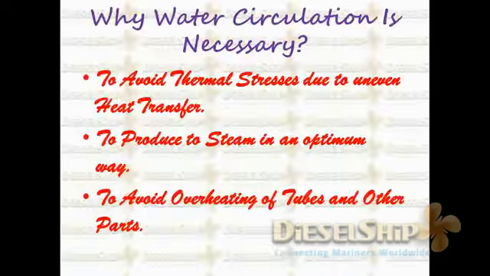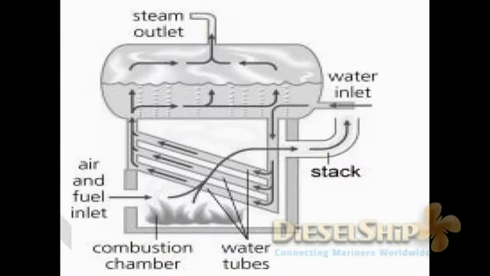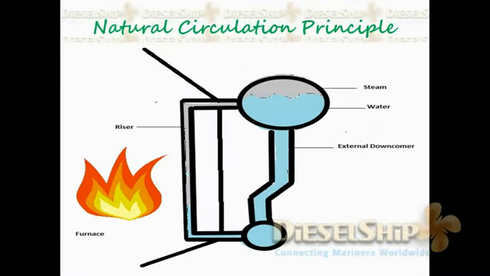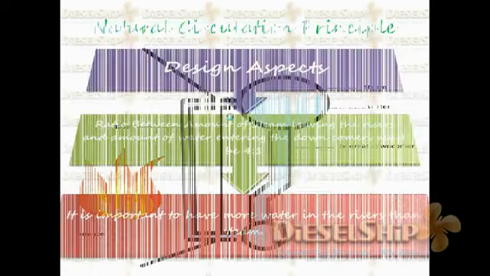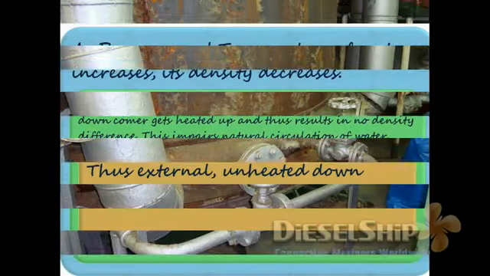In the external downcomer, what happens is the relatively cold water, which has a higher density than what is inside the generation tubes, comes down. The density difference between the cold water and hot water over here is huge, so this naturally gets circulated. That's why it's preferred to have an external downcomer.